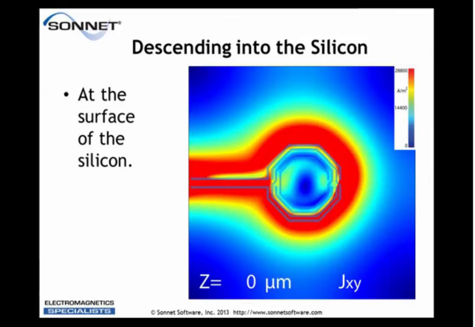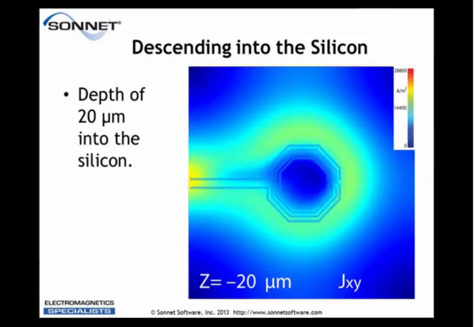Let's go ahead and take this sense layer, and we can parameterize it in Sonnet. All you have to do is type in a number, and it sinks the sense layer into the silicon. So here it is at the surface. You've already seen this plot, in this case without the arrows, but we know the current is radial. Now let's go down 20 microns into the silicon, and all of these are plotted at the same scale. The current is substantially reduced.